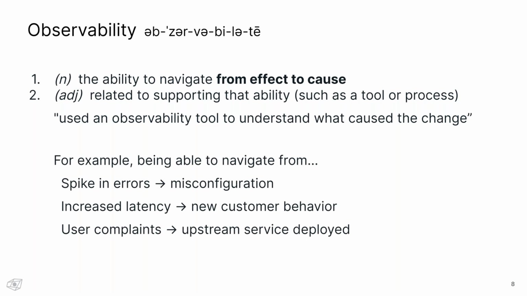Now there are some examples here, but what's important to remember is that observability is not something you can buy. It's not an off-the-shelf product. It's a combination of things. You need data, you need analytic tools, and then you need practices to take advantage of all those. If you have a system where you can look at these three things, spikes in errors, misconfiguration, and you can navigate from those effects back to their causes, then you have observability. It's more of a state rather than a specific thing that you install.